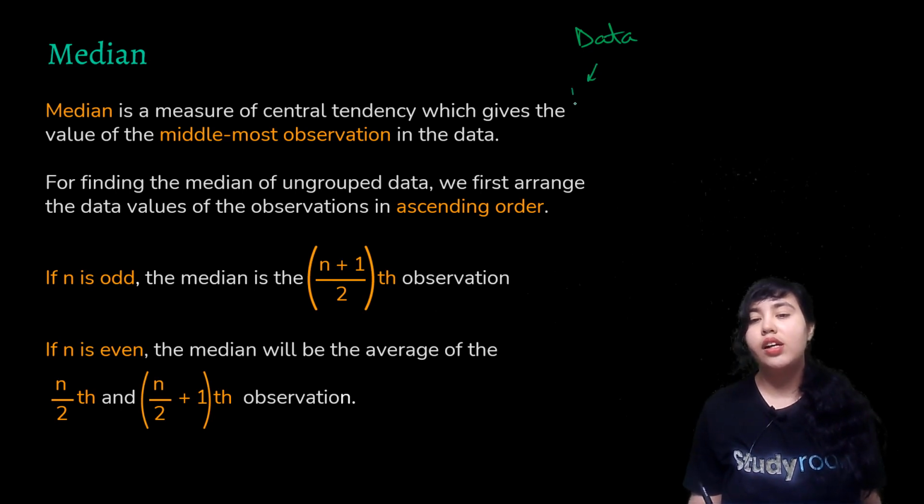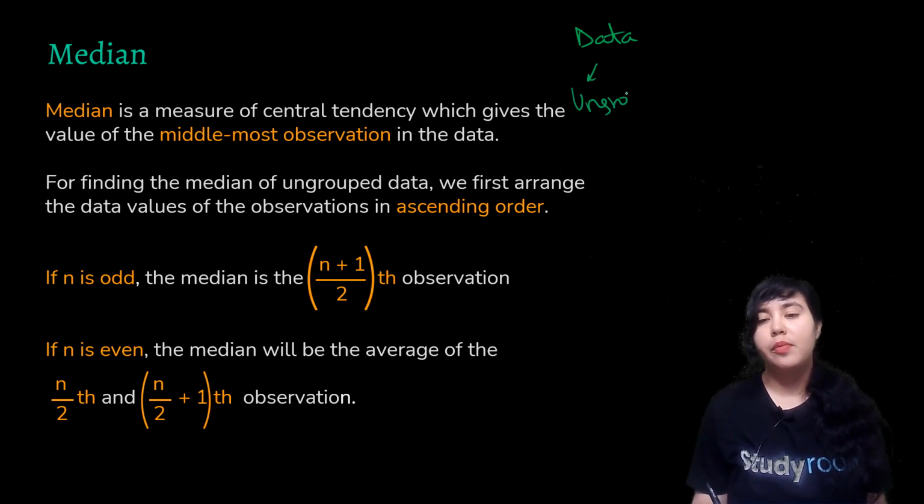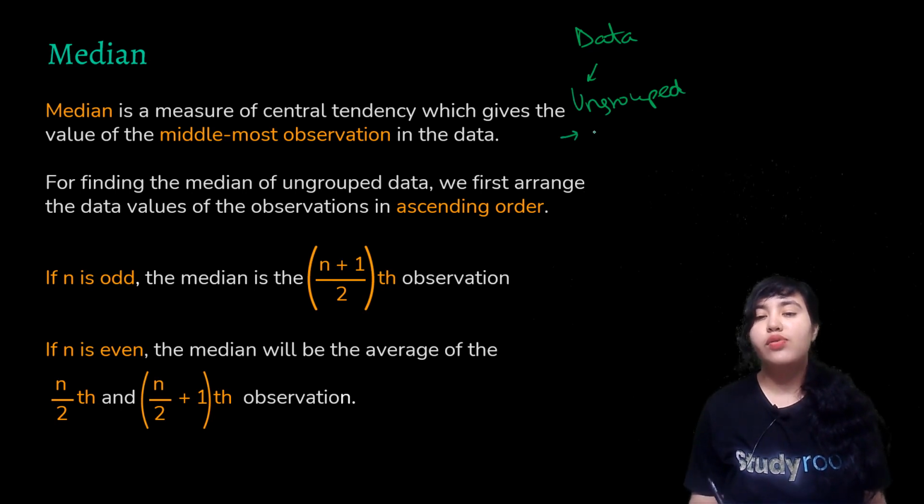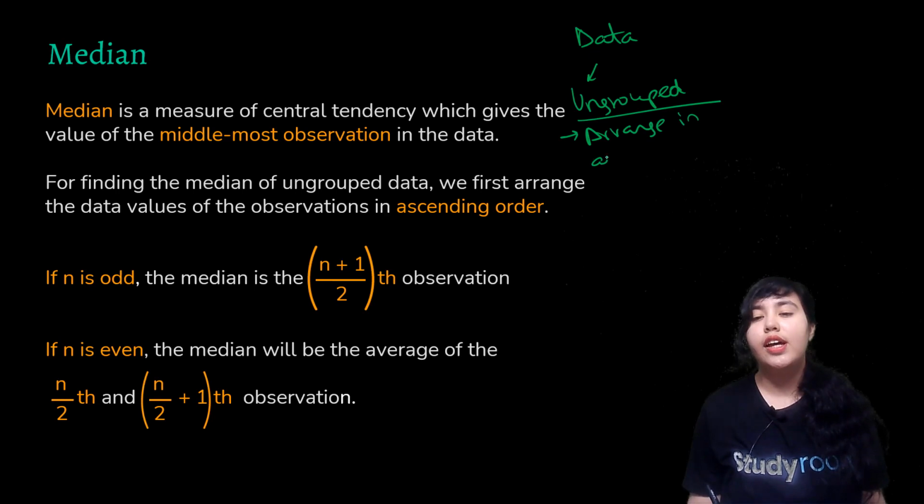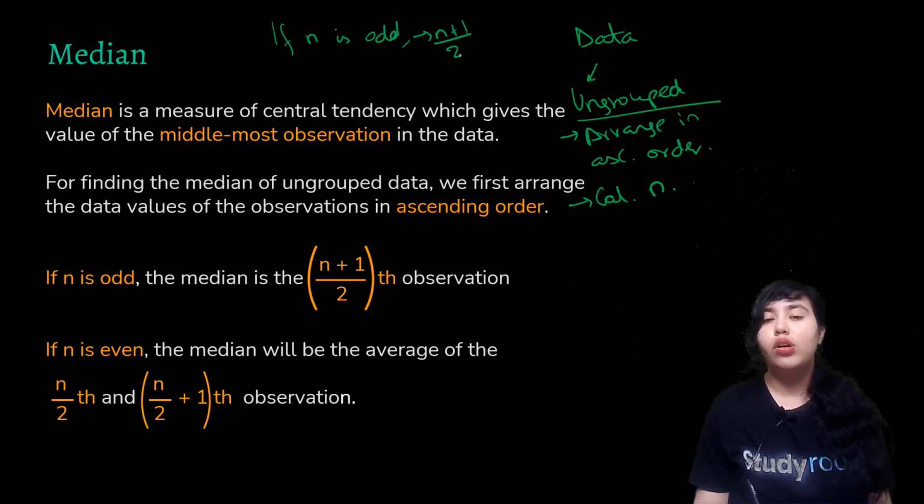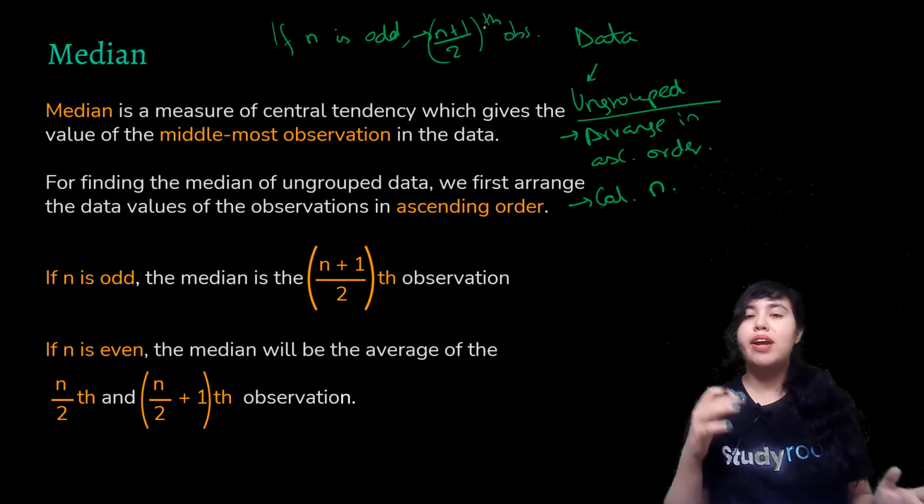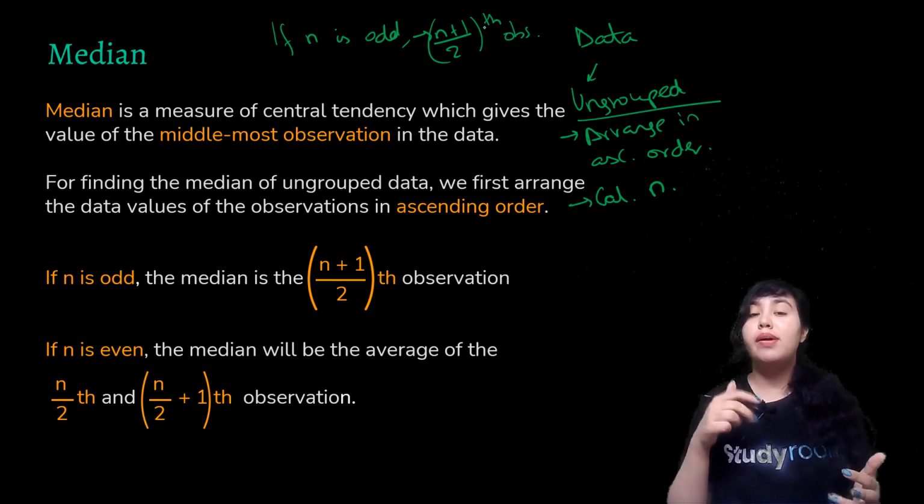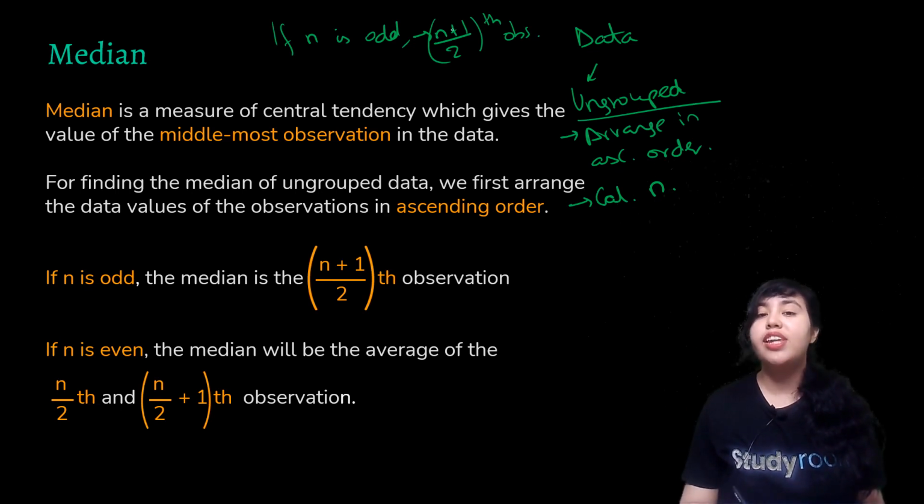So if your data is ungrouped, first of all you need to arrange your data in ascending order. Then calculate the number of observations that you have. You have to calculate n. If this n is odd, then your (n plus 1) upon 2th observation will be your median. Okay, (n plus 1) by 2 will not be the median, but the (n plus 1) by 2th observation would be the median. So be very careful.